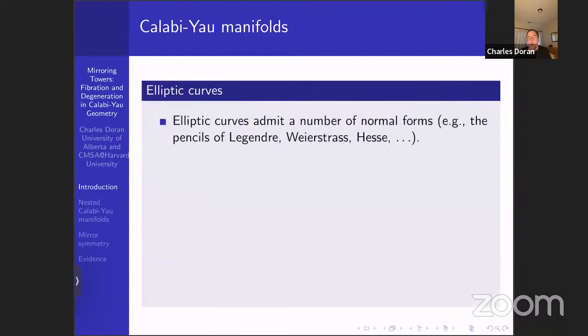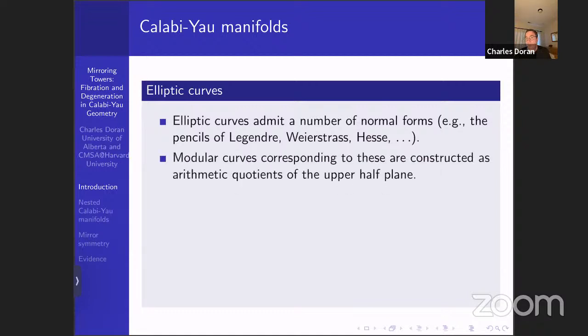Okay. Now let's go back to dimension 1. So elliptic curves admit a number of normal forms. There's the Legendre pencil, so it's y squared equals x times (x minus 1) times (x minus lambda). The Weierstrass equation, y squared equals 4x cubed minus g2 x minus g3. The Hesse pencil, that's the sum of x_i cubed plus mu times the product x1 x2 x3. So these are all normal forms. And what's nice about them is that any elliptic curve can be realized, possibly many times, using such a normal form.